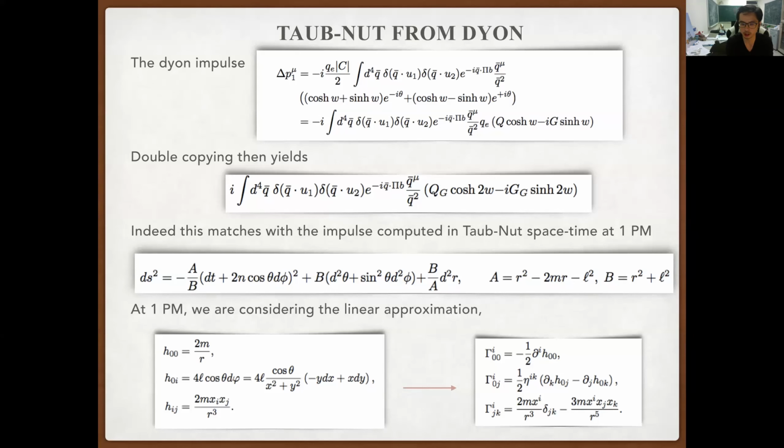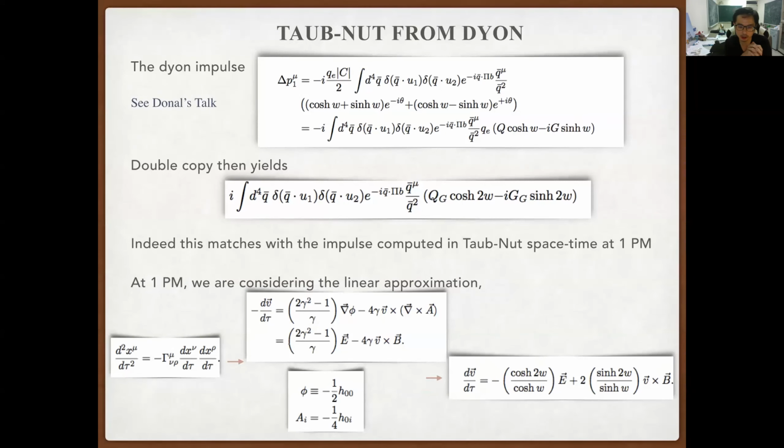We can directly match it to the usual GR computation. You just take the top-knot metric, expand to 1 PM, get the leading components, convert them into the Christoffel symbols, and then write down the geodesic equation. What is nice is that you can rewrite the geodesic equation in a Lorentz force form. The only difference from the usual Lorentz force is that you have these extra factors, which you can translate into ratios of rapidity. So there's a ratio of cos 2 omega over cos omega. These are the extra factors that you get.